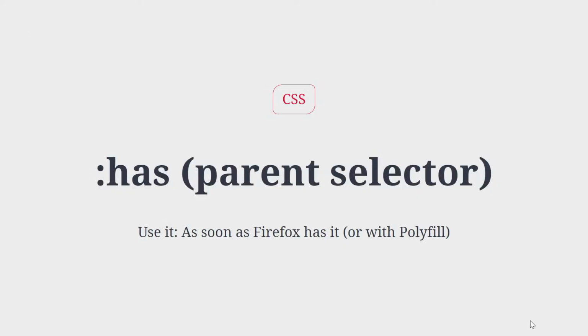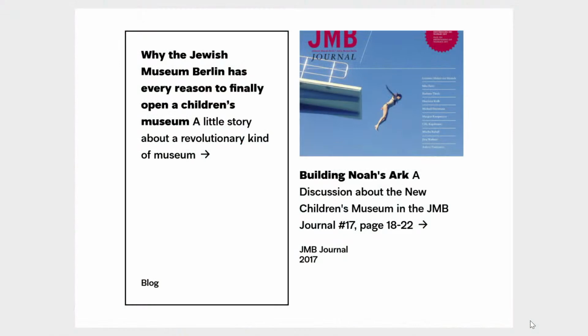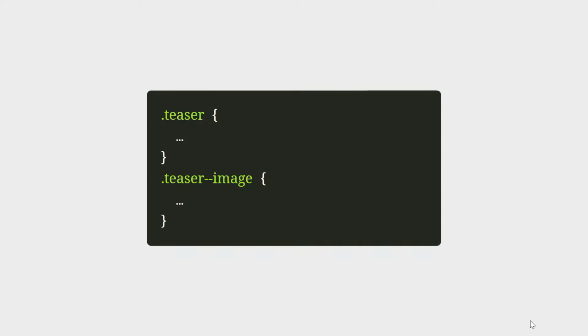The next one is also one of those things that probably most front-end developers will have heard of. It's a parent selector, and it will be usable as soon as Firefox decides to implement it, or there are polyfills for it. I haven't tested those. But we can use this as an example. We have a teaser, and we have a teaser with an image. And what you usually do is you have 2 classes for that, teaser and teaser image.